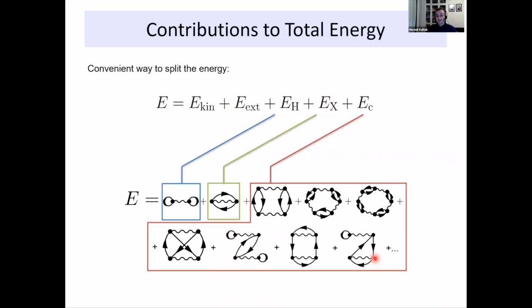And now we use, again, the most convenient way to split the total energy into the kinetic energy, the external potential energy, meaning the energy from the ion-electron interaction. And we have here the Hartree term, which can be associated with this first diagram. The exchange term can be associated with this oyster diagram. And the correlation energy is now the remainder. So all other diagrams contribute to the correlation energy. That means all post-Hartree-Fock effects are included here.